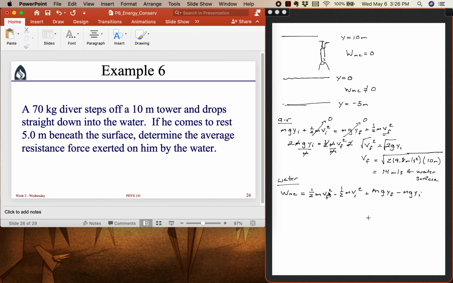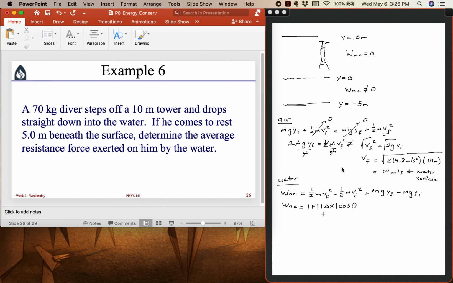So those would be the changes in the different kinds of energy. I can also write down what the work done by this non-conservative force is in terms of the definition of work. I know that work is always equal to the amount of force times the amount of displacement times the cosine of the angle between the force and the displacement vectors.